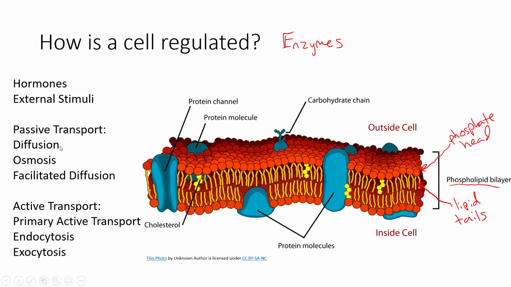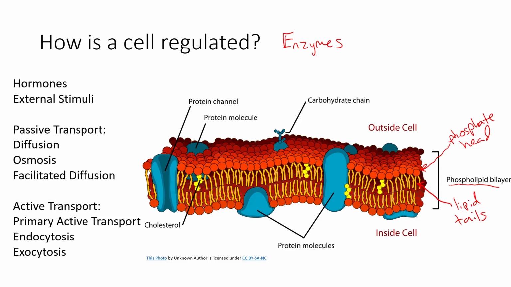We already talked about diffusion, how diffusion is the movement of substances from an area of high concentration to low concentration. And we talked about osmosis, and osmosis is specific for water. So osmosis is basically the same thing as diffusion, it's just we're talking about the movement of water molecules for osmosis. Facilitated diffusion is a little different. Facilitated diffusion is the movement of substances down their concentration gradient through a protein channel, so through a doorway.